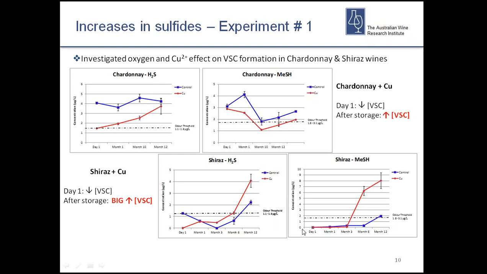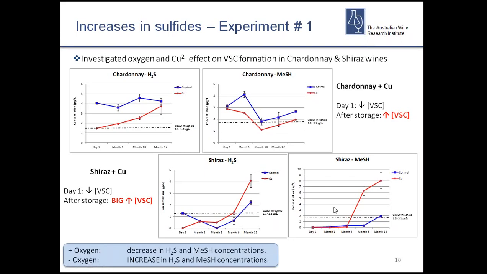But then after a period of storage, we can see when the oxygen was consumed at about 4 months, that the methane thiol is increasing quite dramatically, much higher than the methane thiol was in the control samples. This is about an 8-time increase in the concentration.